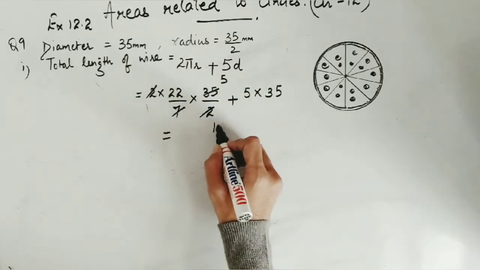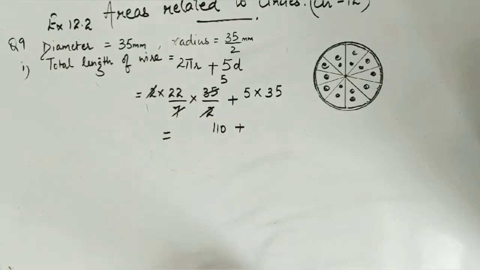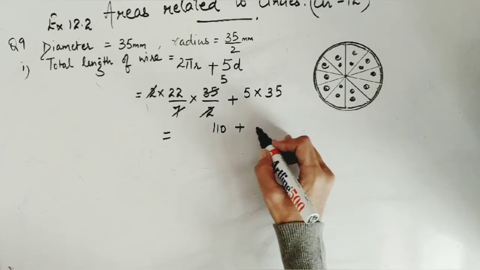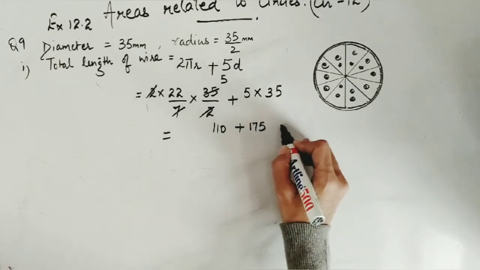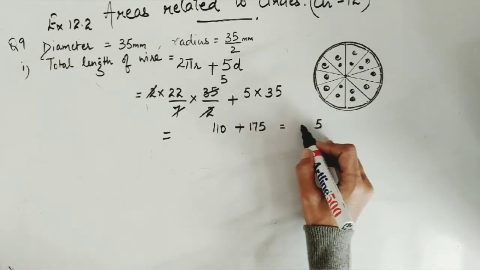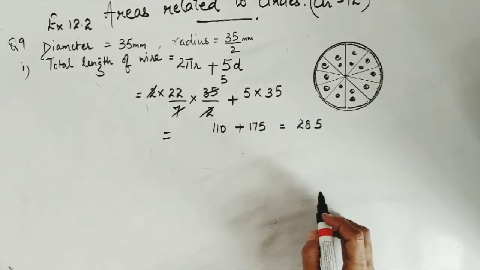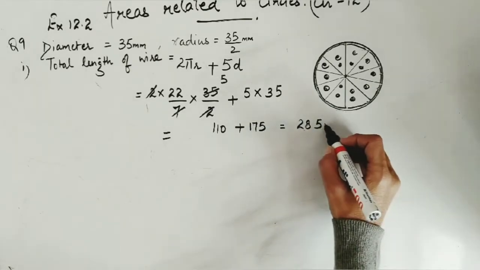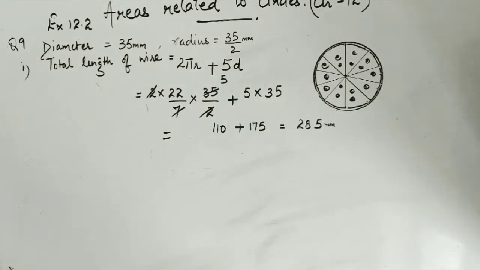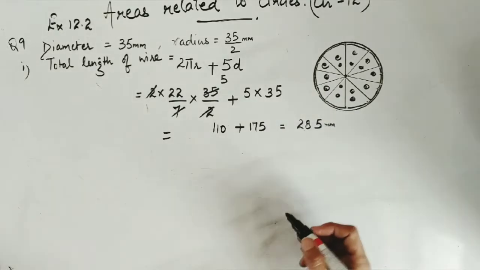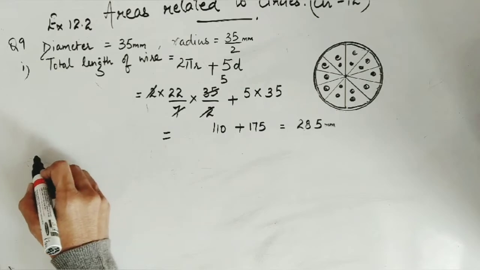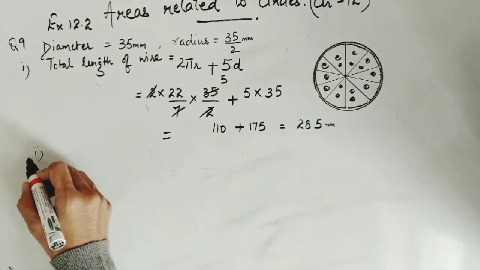Cancelling this, this is 110, and the product of 35 and 5 would be 175. Adding both, this is 285 millimeters. That's how your first part is done. It was easy, but it's one of the important questions, so just understand it very carefully.